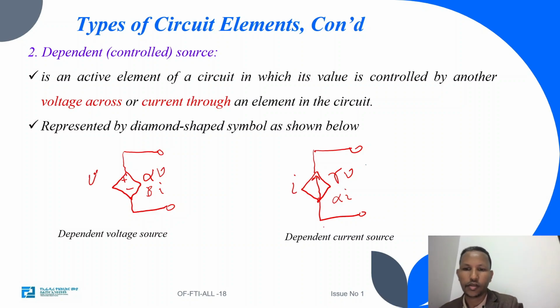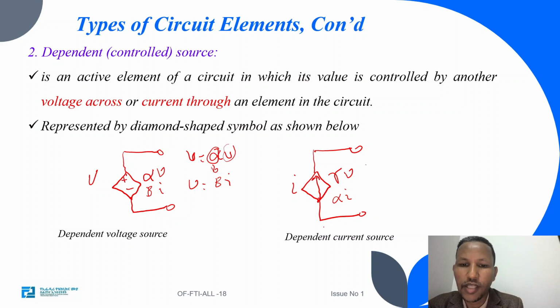If V equals alpha V, the unit of alpha is dimensionless, and this voltage is controlled by a voltage in the other circuit parts. If V equals beta I, then a current in another circuit element will affect this voltage, and the unit of beta is ohm.